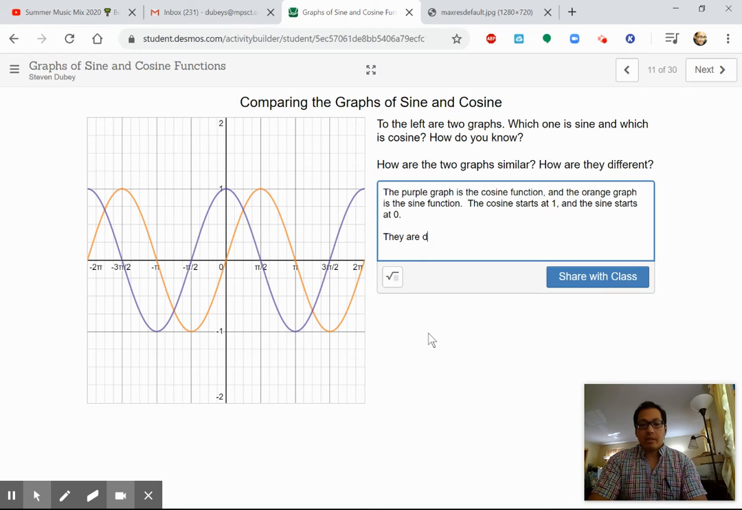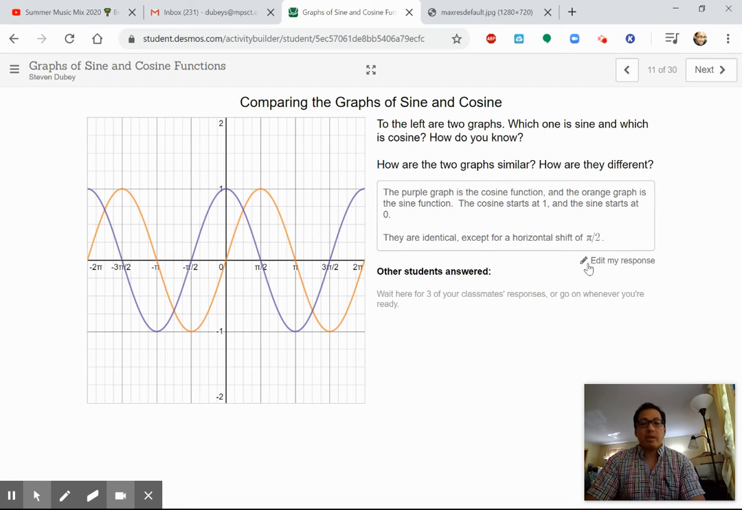So I'm going to write this. They are identical, except for a shift in the horizontal direction, the left and right direction, except for a horizontal shift of pi over 2. Let me make that into math. So hopefully you revert something of your own thoughts here.